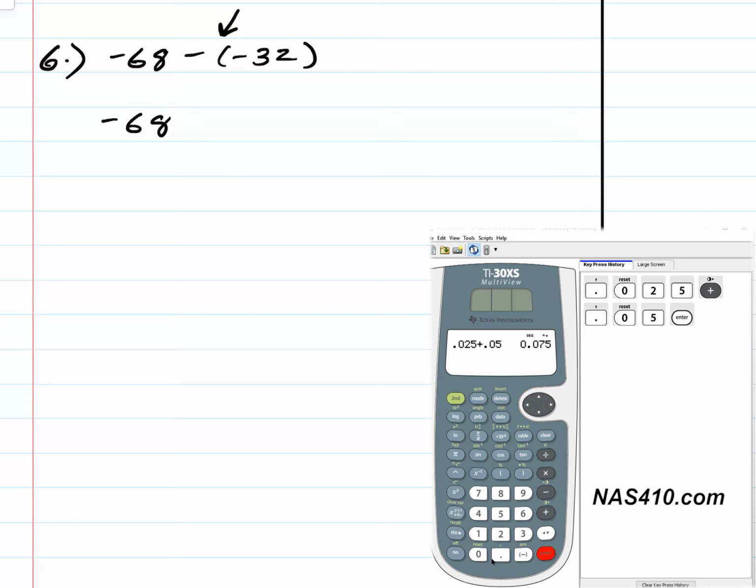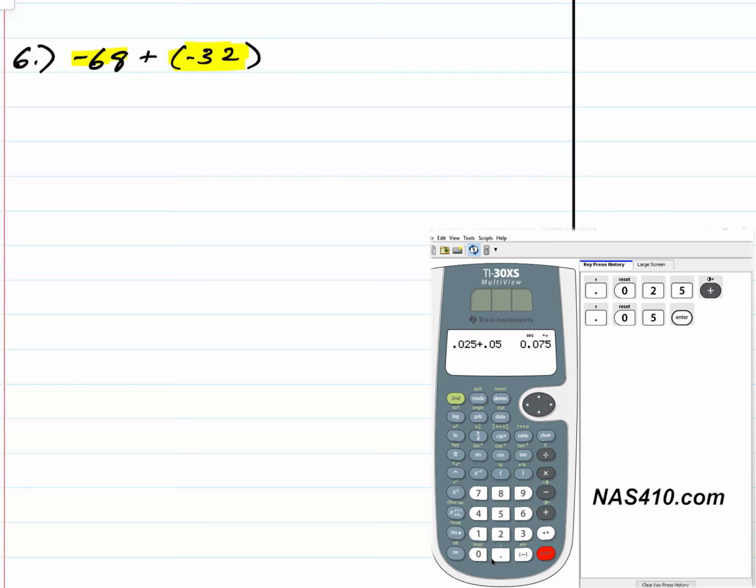Okay, this next problem, guys, I have negative 68 minus negative 32. Okay, now, negative and negative equals a positive, so I'm going to rewrite this as negative 68 plus 32. Okay, and then I have negative 68 plus 32. That's going to be equal to negative 36.